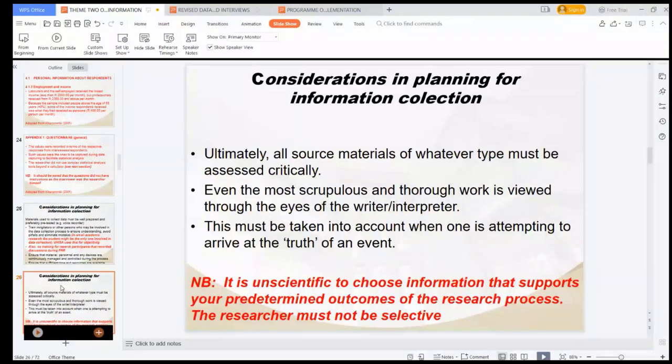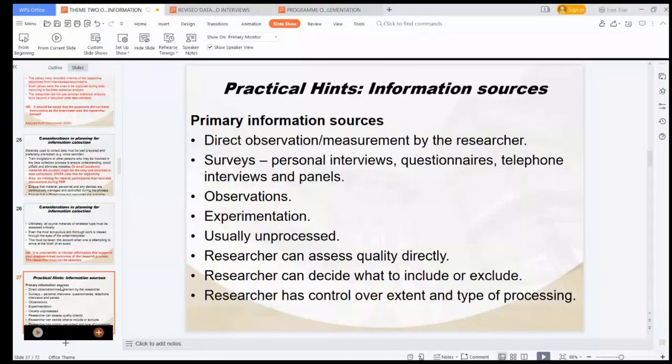And this is the reason for collecting the information, for knowing sources, primary and secondary sources, to support the research process. And here I say, when you are doing research, it is unscientific to choose information that supports your predetermined outcomes of the research process. The researcher must not be selective, because during the course of collecting data or reporting the findings, some people tend to lean towards their preferences. They support a certain position.